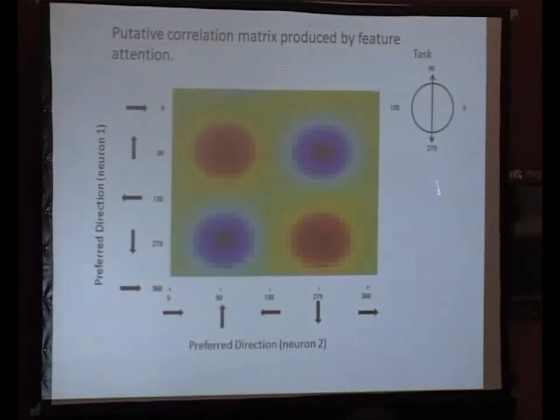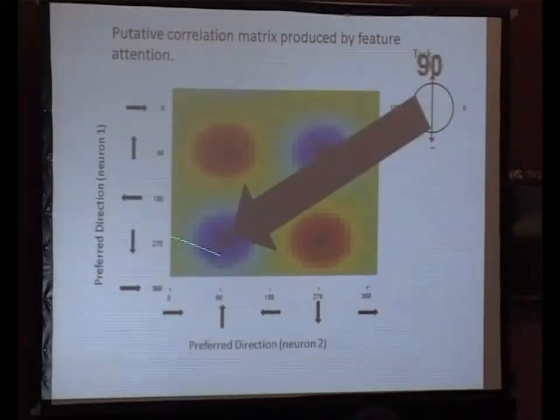So let's imagine the animal's doing an up-down task. And so what feature-based attention means is on some trials he makes all these neurons fire more and all these neurons fire less. So that will generate positive correlations between neurons that both like 90 degrees, but negative correlations over here between neurons that belong to opposite pools.